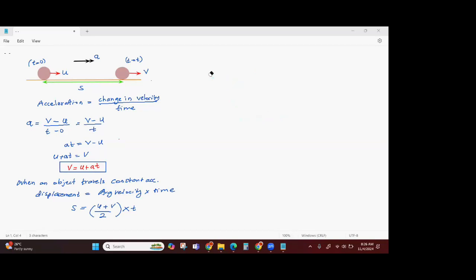Okay. So therefore I can write the equation s equals u plus v divided by 2 into time. So this is the second equation. You can write down this now. Okay. Yeah.